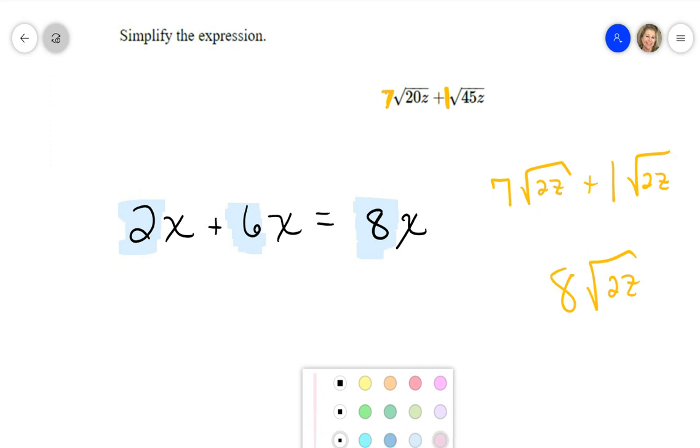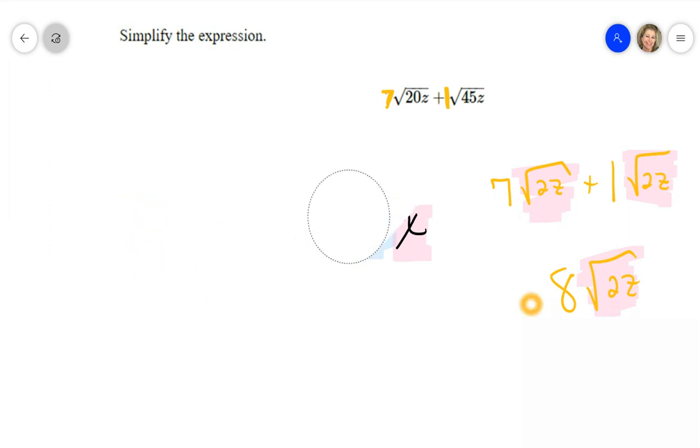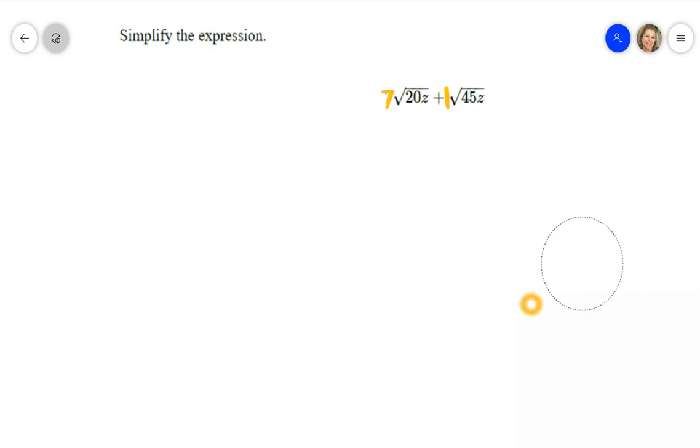Just like over here, I had 2x's plus 6x's gave me 8x's. If you have 7 square roots of 2z plus 1 square root of 2z, you've got 8 of those square roots of 2z's altogether. Now, you want to add these together, but you can't because they're not like radicals. However, let's see if we can simplify the radicals so that they can be added together. Okay?